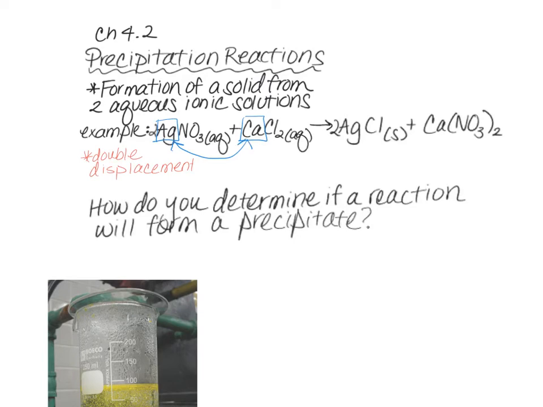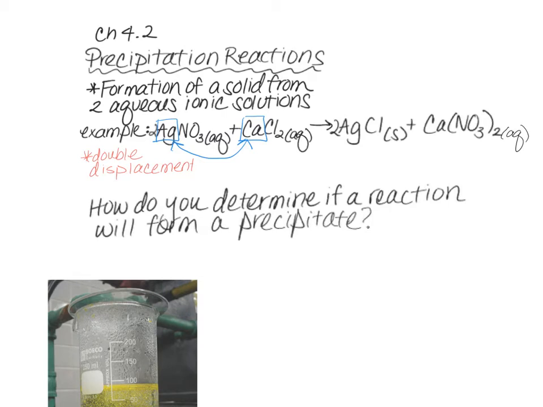So notice if silver switches places with calcium, what you end up with would be silver chloride, balanced of course, on this side. And if calcium went to where silver was, then you would have calcium nitrate, which is what we have over here. The only thing I am missing is a state of matter for calcium nitrate.